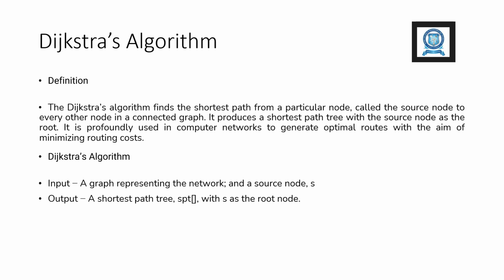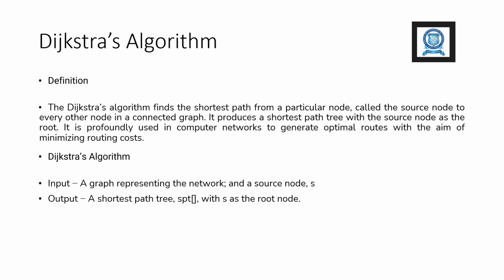Definition: Dijkstra's algorithm finds the shortest path from a particular node called the source node to every other node in a connected graph. It produces a shortest path tree with the source node as the root. It is profoundly used in computer networks to generate optimal routes with the aim of minimizing routing cost.